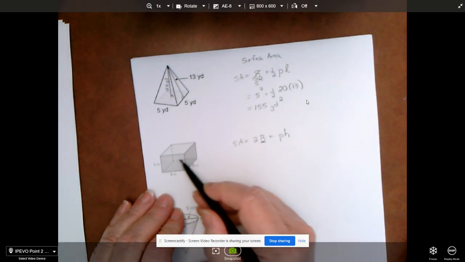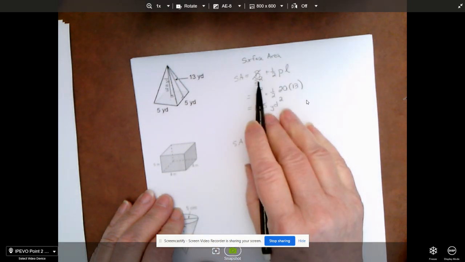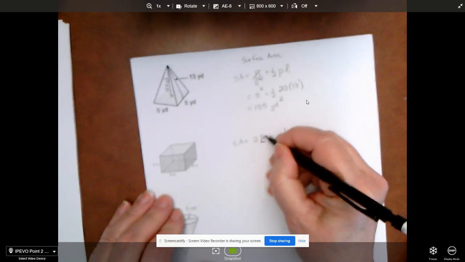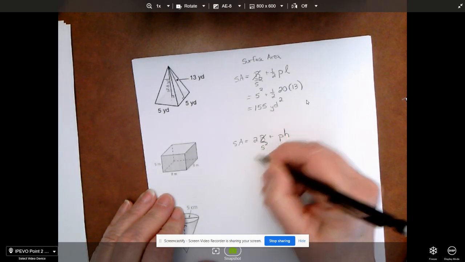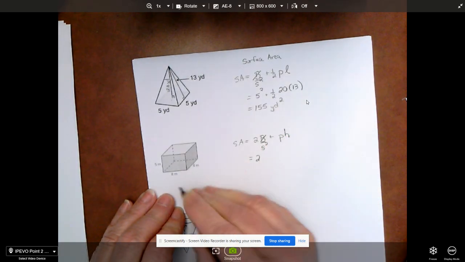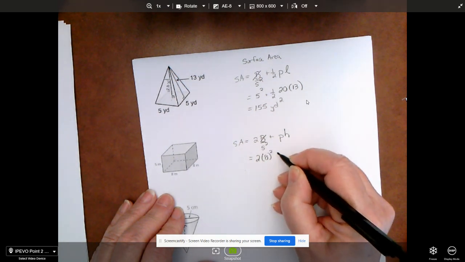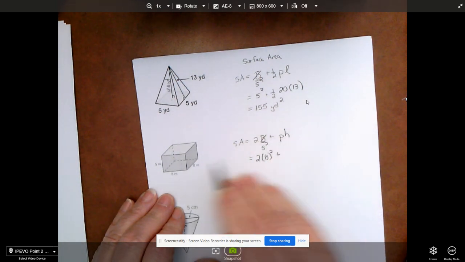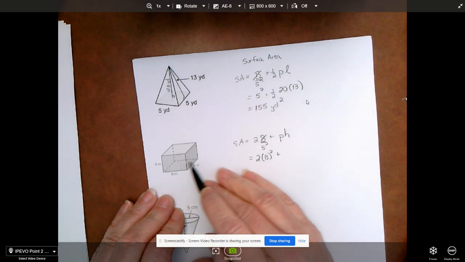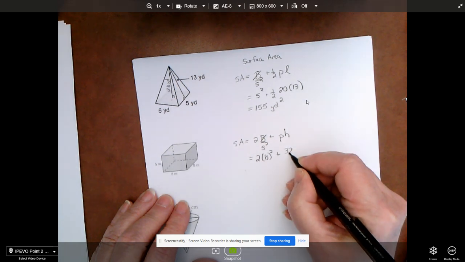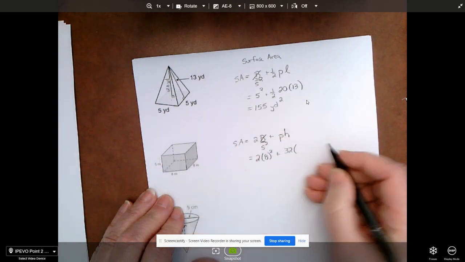All right, so once again, I need to know the area of the base. Well, once again, this base is a square. We know up here that the area formula of a square is side squared, so I can use that one again. So this will be 2 times, my side is 8, so 8 squared, plus the perimeter of the base, so that's 8 plus 8 plus 8 plus 8, or 8 times 4, which would be 32. And then times the height of the prism, which is 5.